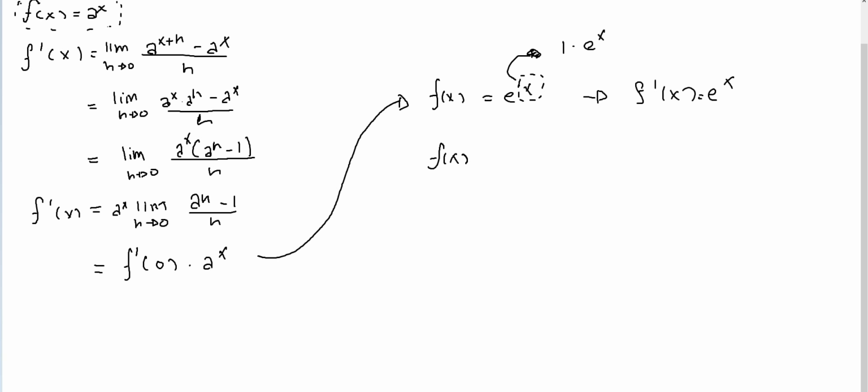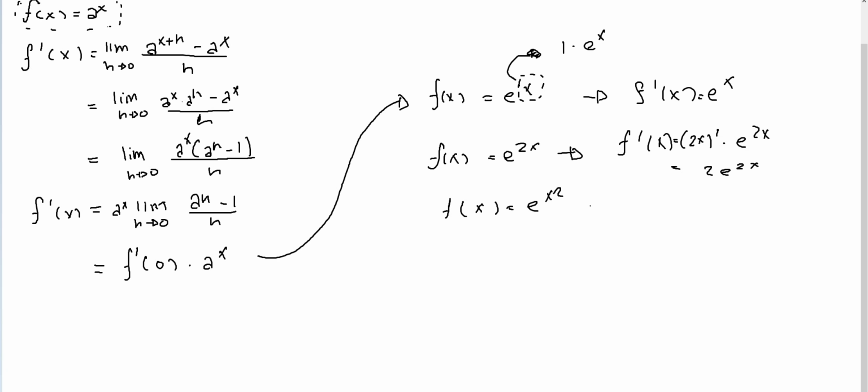Now if we had the function f(x) is equal to e^(2x), we would say that f'(x) is the derivative of 2x times e^(2x). So it's going to be 2e^(2x). This is similar if we had something looking like e^(x^2). We're just going to apply the same principles and say f'(x) is equal to the derivative of our exponent times the same value itself. So it's going to be 2x e^(x^2).